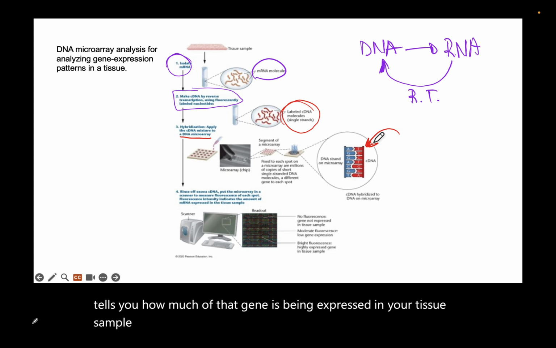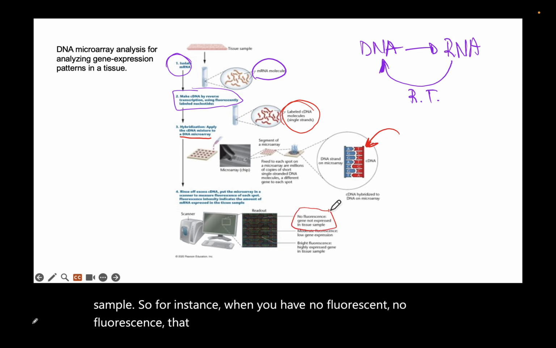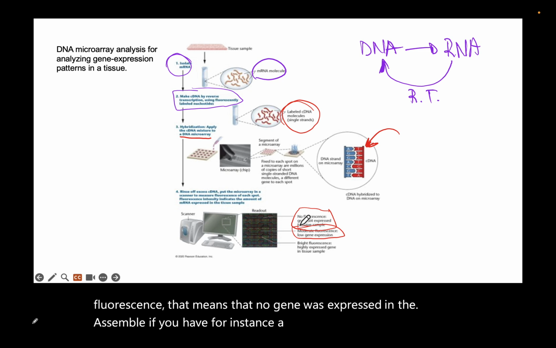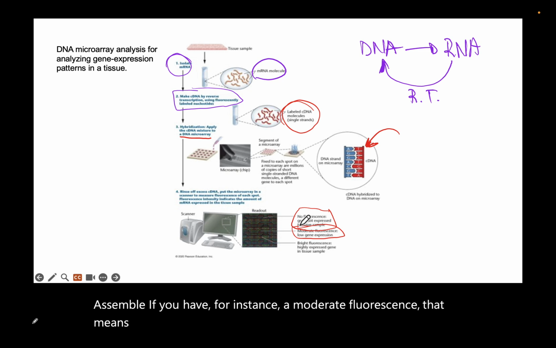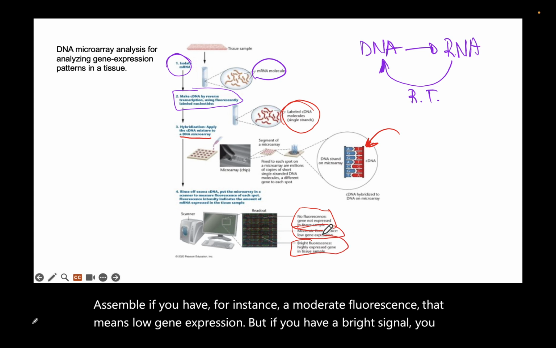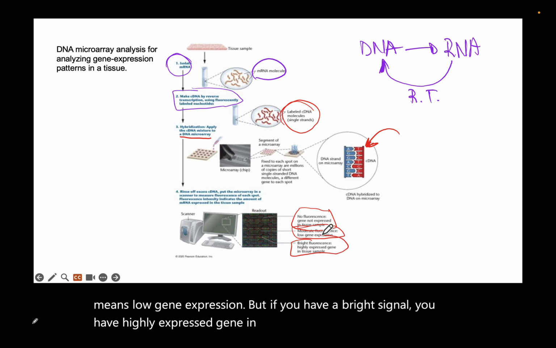So for instance, when you have no fluorescence, that means that no gene was expressed in the sample. If you have, for instance, a moderate fluorescence, that means low gene expression. But if you have a bright signal, you have a highly expressed gene in that tissue sample.